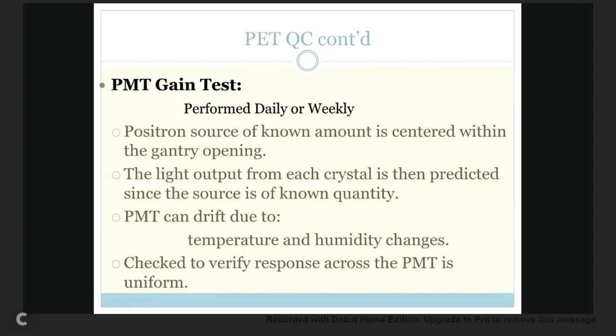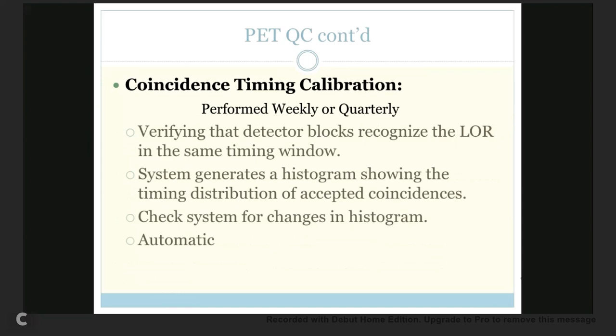All right, now you have your coincidence time calibration, and that's performed weekly or quarterly, verifying that the detector block recognizes the line of response in the same timing window. And the system generates a histogram showing the time distribution of accepted coincidences, and it checks the system for changes in the histogram, and this is done automatically.